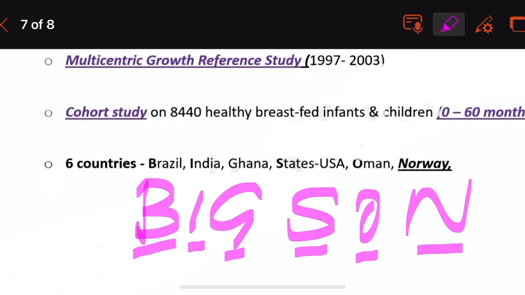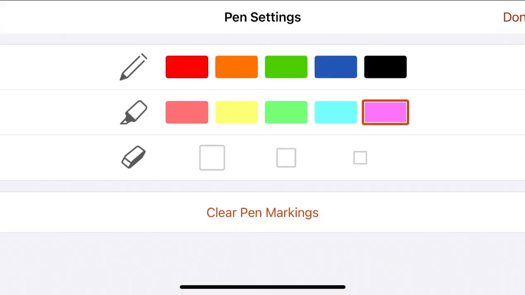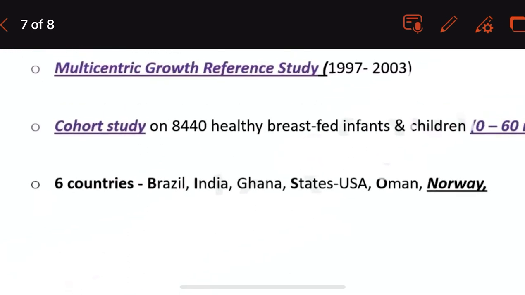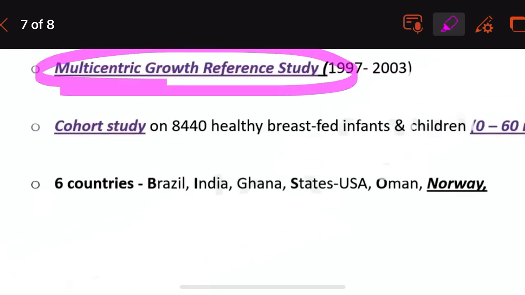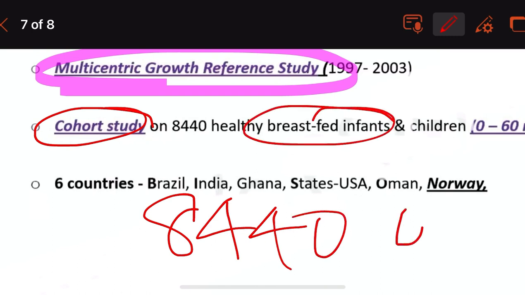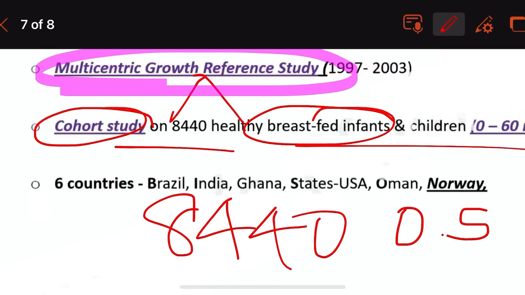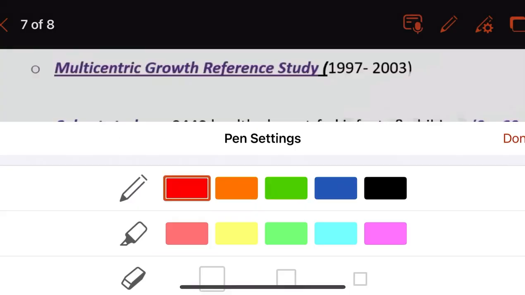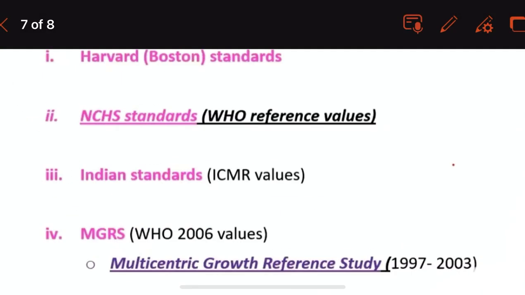So this MGRS, that is multi-center growth reference study, which was taken in 1997 and 2003 in Brazil, Ghana, India, Norway, Oman and USA, and the growth data was gathered here. Okay, and how did we gather this growth data? It was a cohort study, done on 8,440 breastfed infants and children from 0 to 5 years. Reference standard values were considered.